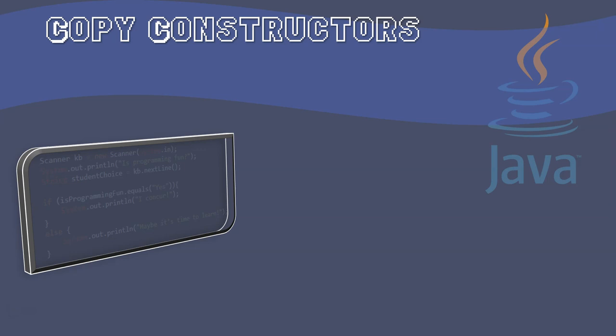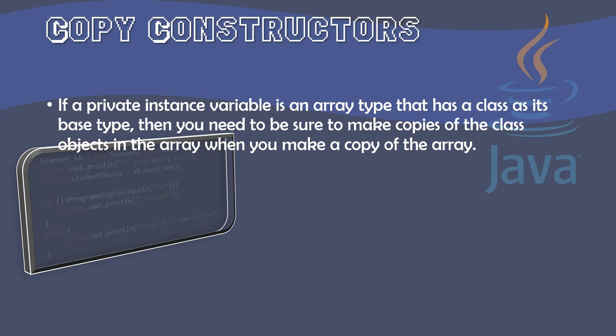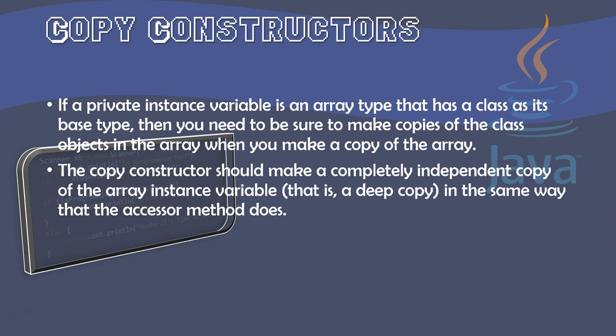And that gets us back to how we dealt with classes and copy constructors. If a private instance variable is an array type that has a class as its base type, then you need to make sure that you make copies of the class objects in the array when you are making the copy of the array. The copy constructor should make a copy that is completely independent of the array instance variable, that is, a deep copy, in the same way that the accessor method does.